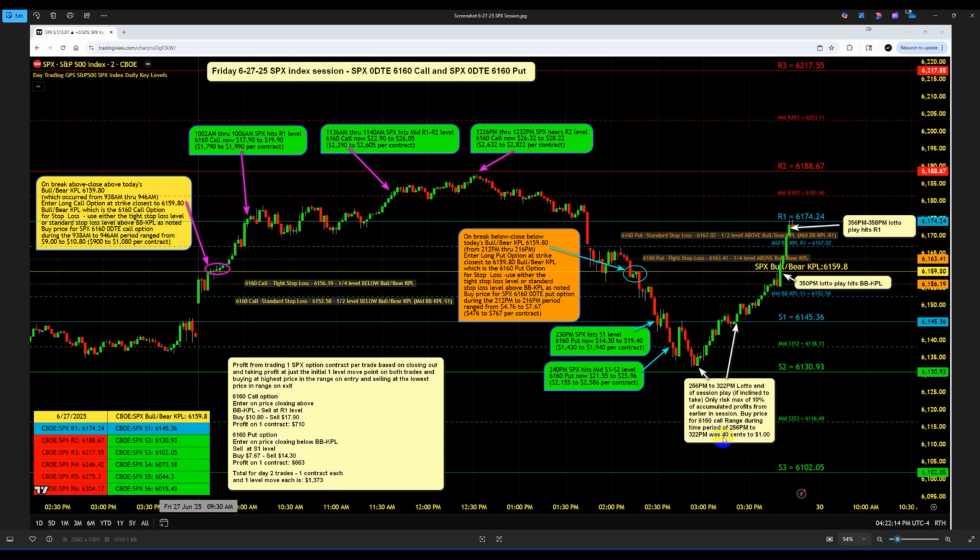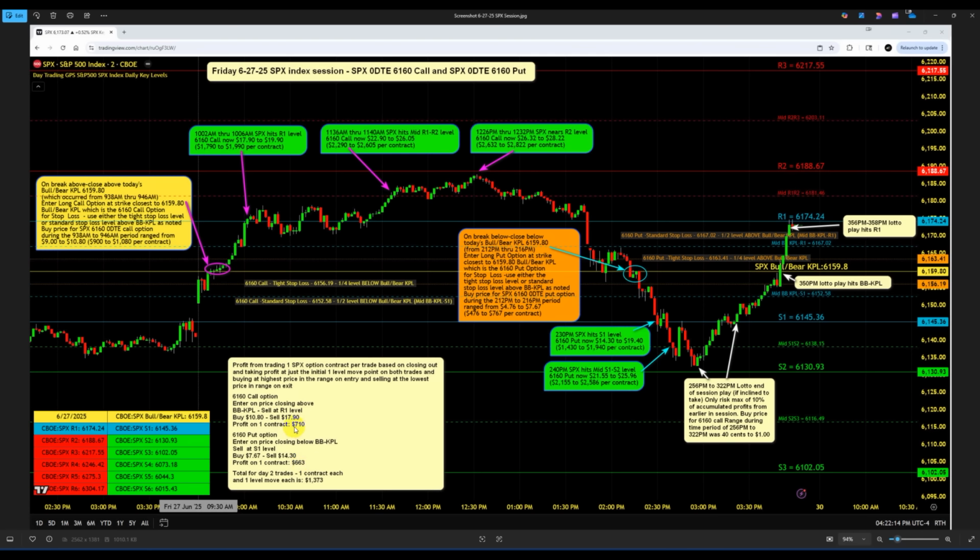So that would be $40 to $100 for one contract. So as we see here, on the two trades we did early in the session with the worst case scenario on one contract, we had a profit before commissions of $710 here, $663 here. So that's $1,373 profit before commissions here.